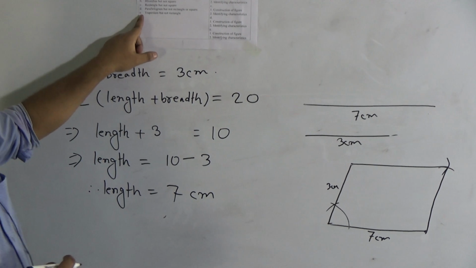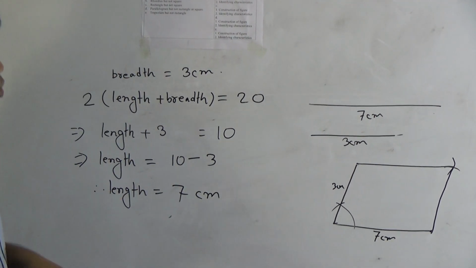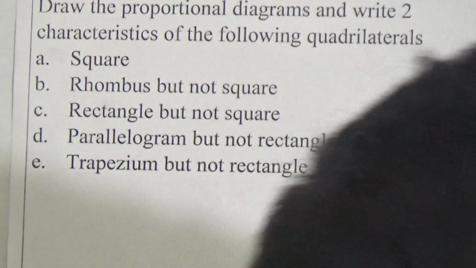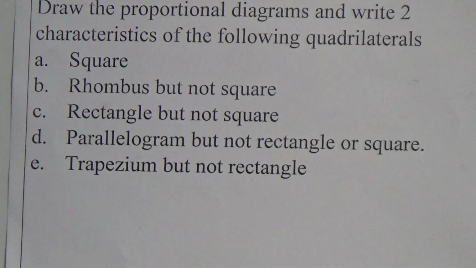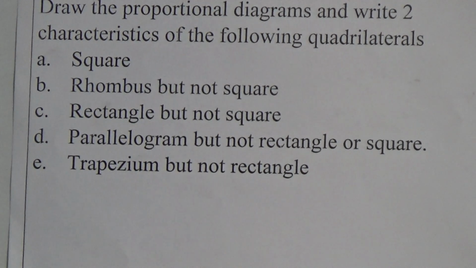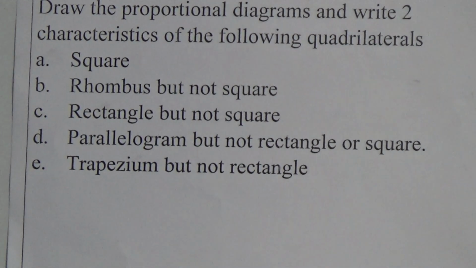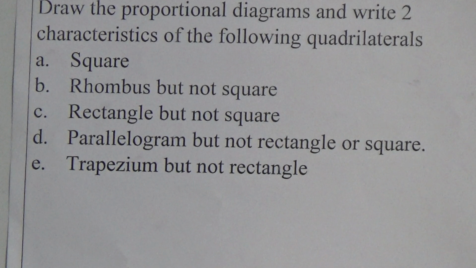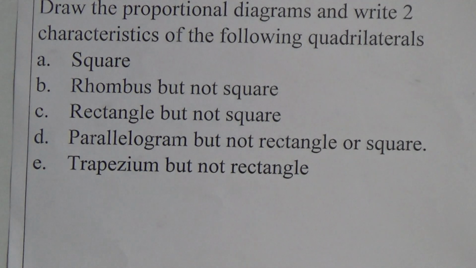And question number E, trapezium. What is the definition of trapezium? We know that it is a quadrilateral which has a set of parallel sides, but the sides are not equal. Here all sides are different in length. It's called trapezium. I repeat, all sides are different in length, and there is a condition: no side is less than 3 centimeter. That means its smallest side will be 3 centimeter.